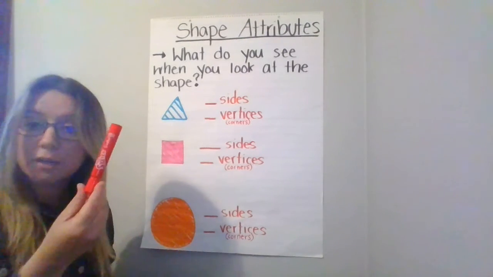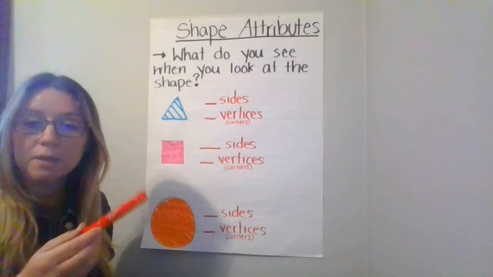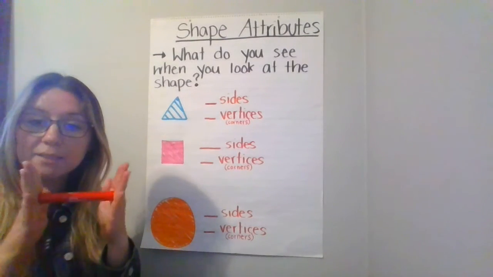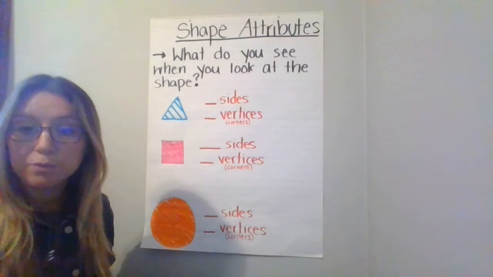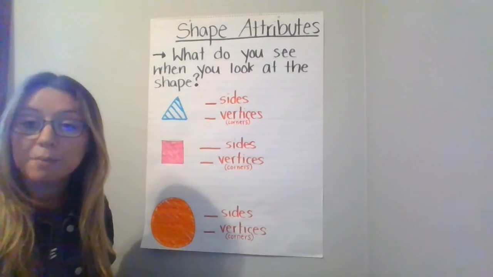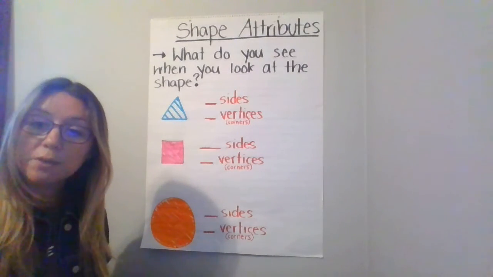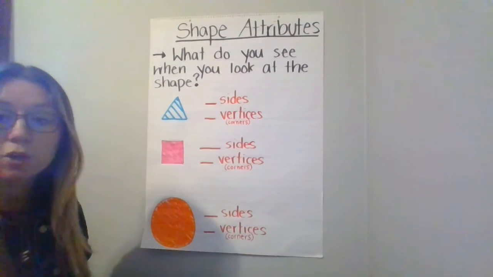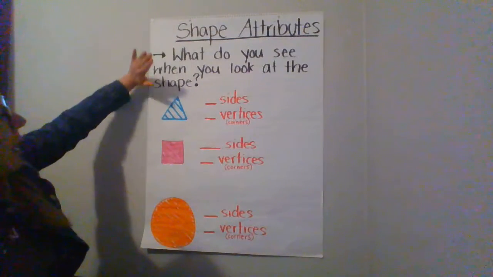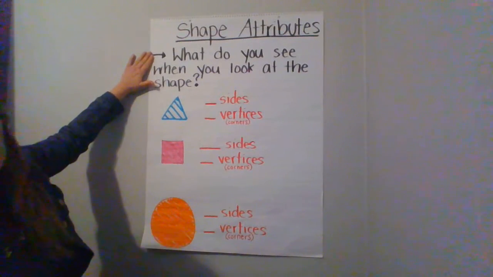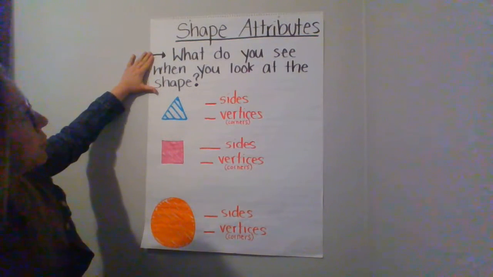Let's say I take this marker. This marker has attributes. This marker is red and it is small. So everything that we look at has attributes. It's a way that we can describe something. So we are going to be doing it with shapes since we're starting to work on shapes. So when I think about shape attributes, I ask myself or I ask my students, what do you see when you look at the shape?